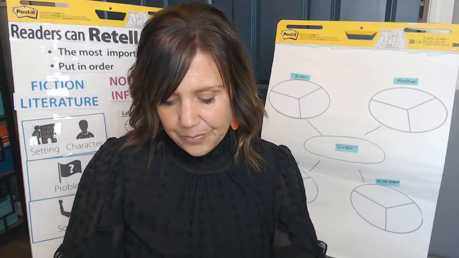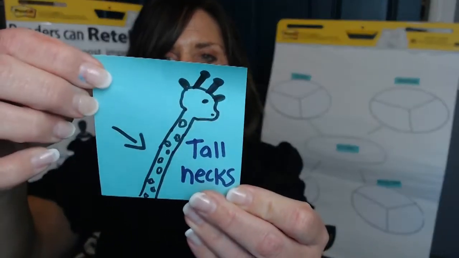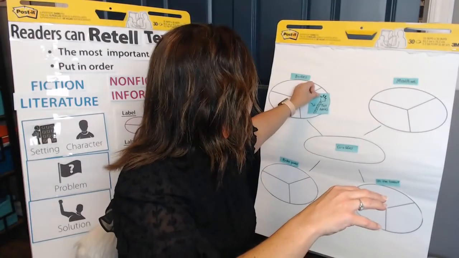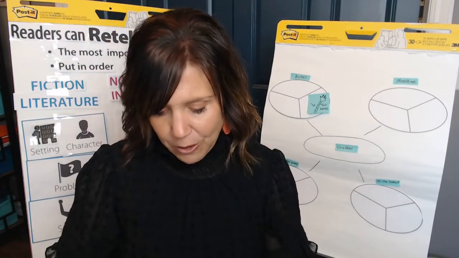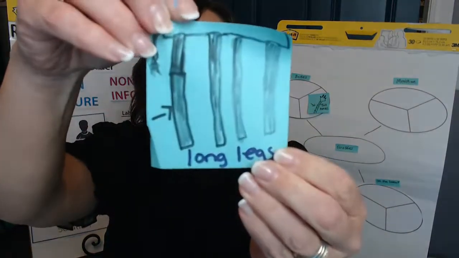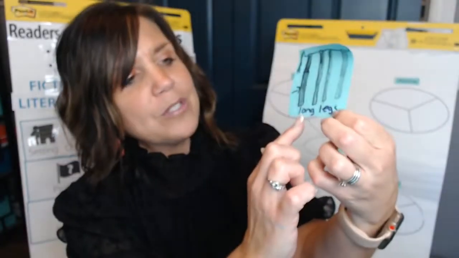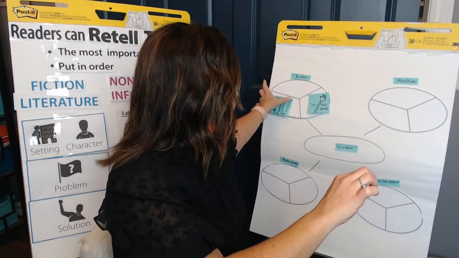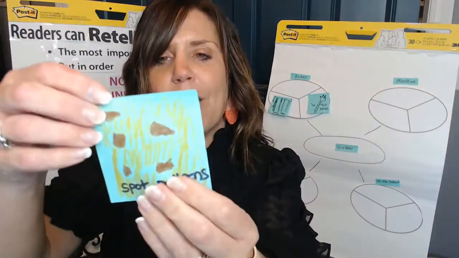So I drew a picture of their tall neck, and I wrote the words tall necks. That's going to go on one piece of my oval. And then I drew a picture of their long legs. I drew an arrow to the long legs, and I wrote the words long legs, labeling my picture. Tall necks, long legs, and they have different spot patterns.